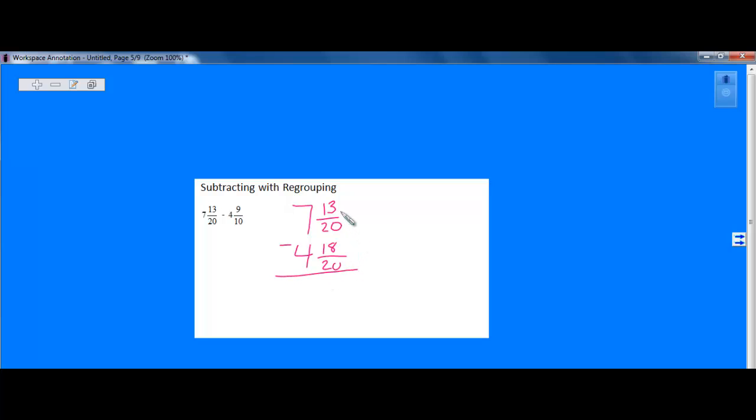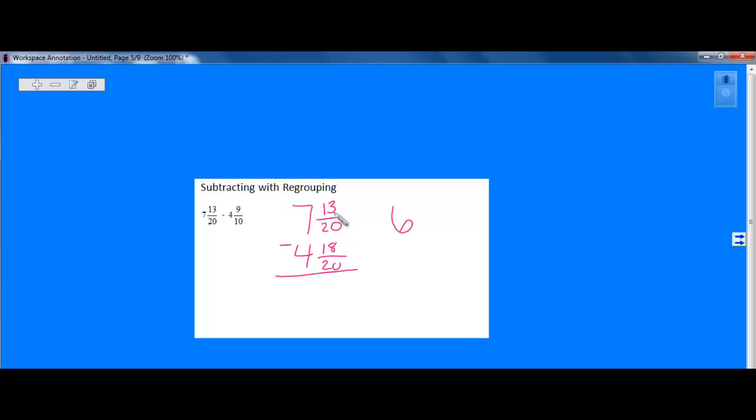I can see that I have a problem right now. I can't take 13 minus 18. So what I'm going to do is I'm going to have to regroup. I'm going to have to borrow one whole from the number 7, and that will become 6. And I have to put that one whole into my fraction. Since we're working in 20ths here, one whole would be equal to 20/20.